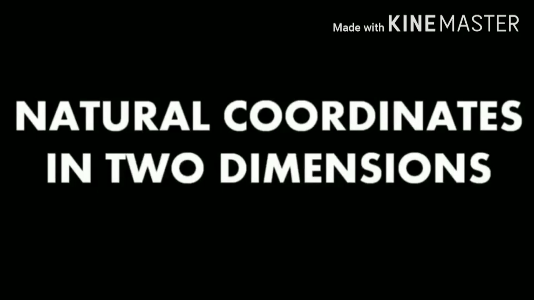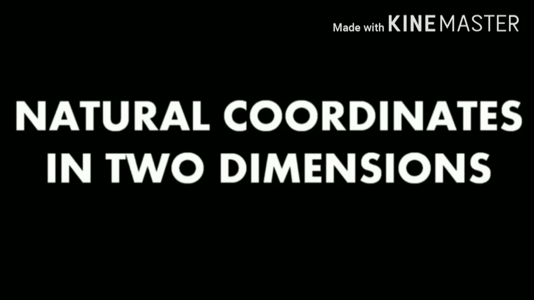Today in this video we are going to discuss natural coordinates in two dimensions. Before starting the discussion, we should have a clear idea about natural coordinates. What does it mean? Natural coordinates are non-dimensional numbers that can be used to represent the position of any point on a particular element by manipulating it with nodal values.